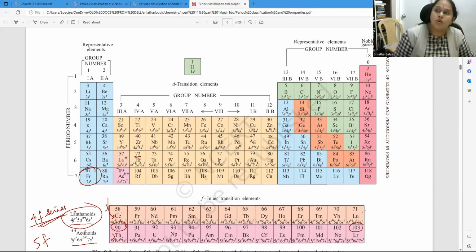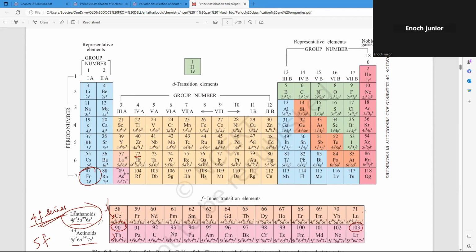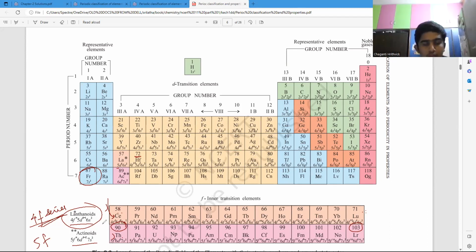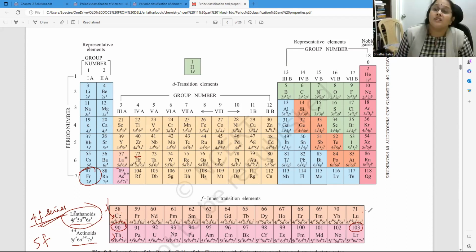Okay, I'll give you a hint. Focus on the configuration. The configuration of lanthanoids is given. I circled it, see. What is given? 4f, 5d, 6s. So, which is the valence shell? 6. Yeah, come on. Six. So, which period? Sixth period, no? So all the lanthanoids belong to the sixth period. Why? Because their valence shell is the sixth shell.